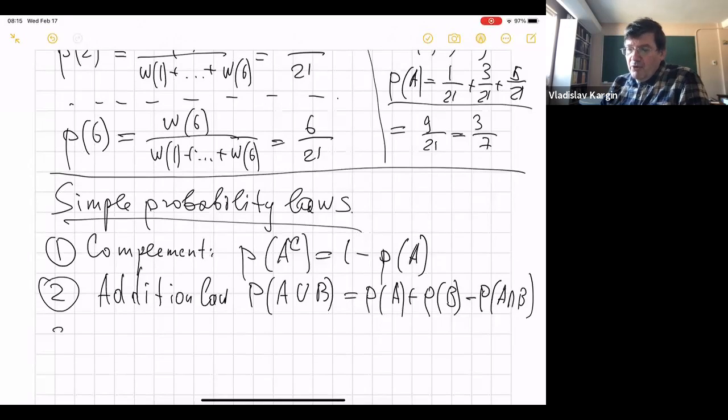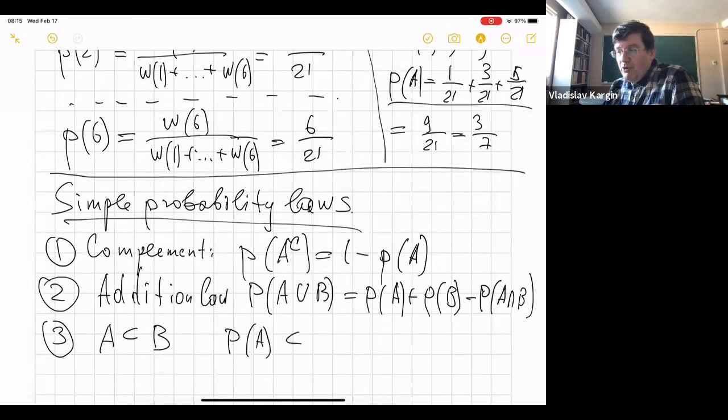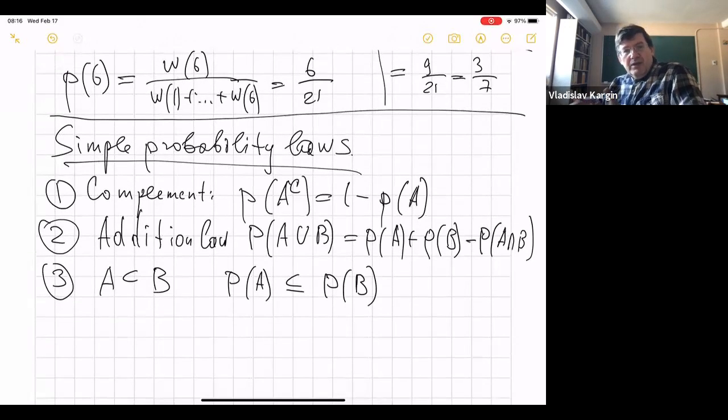Then another one, which is really not a law, just an inequality. It says that if A is a subset of B, then the probability of A is of course smaller or equal to the probability of B. If in addition to the outcomes in A there are other possibilities in B, then the probability of B is of course greater. To get it from the axioms is easy, but you need to work; for a discrete probability space it is very easy.